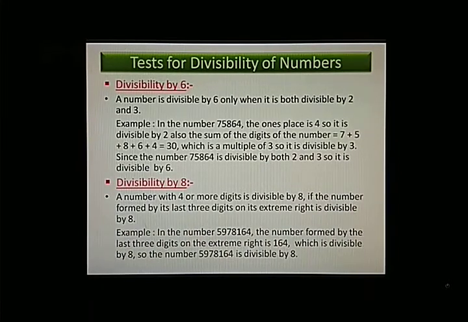One example you can see, this is a very large number. The last 3 digits on the extreme right are 1, 6 and 4. So that is 164. We know that 164 is divisible by 8. So since it is divisible by 8, this whole number is divisible by 8. Clear? It is similar to divisibility by 4.